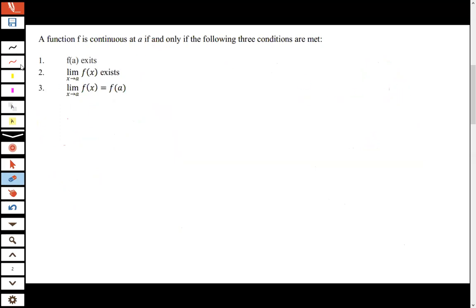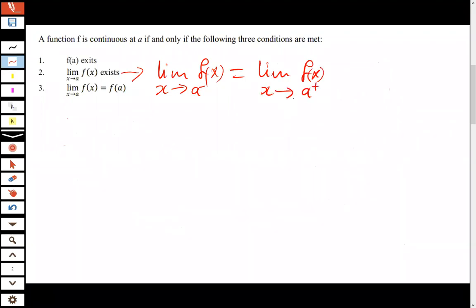What you just need to do is to check whether the left side of the limit exists. And also, what you need to check on the second step is whether the limit of f of x, when x is approaching a from the left side, which is from the negative side, is equal to the limit of f of x as x is approaching a from the positive side, which is the right side. So these two should give you the same answer.